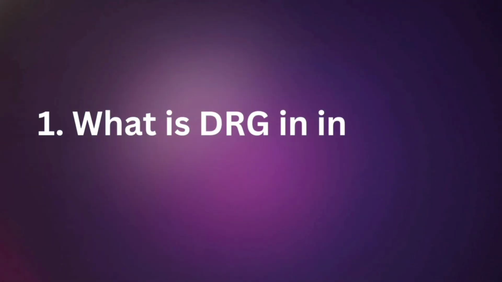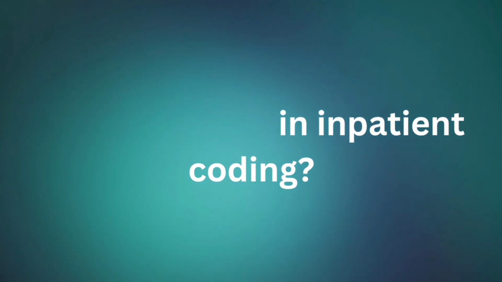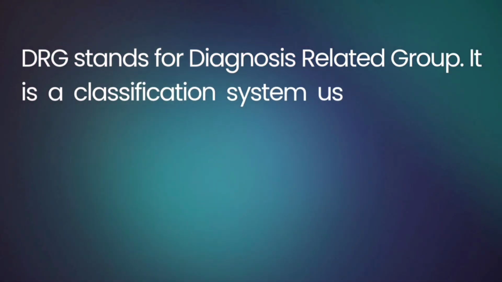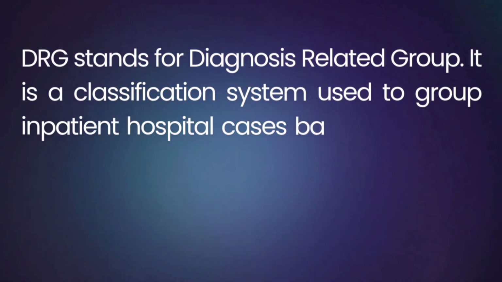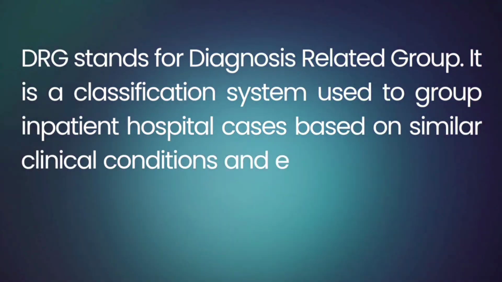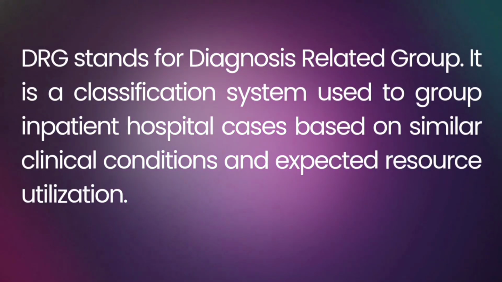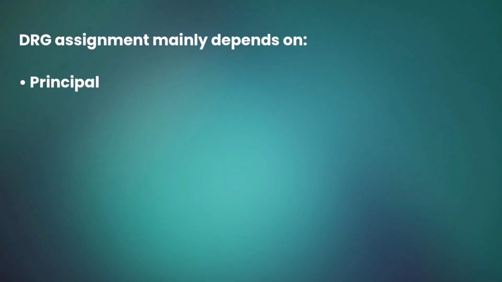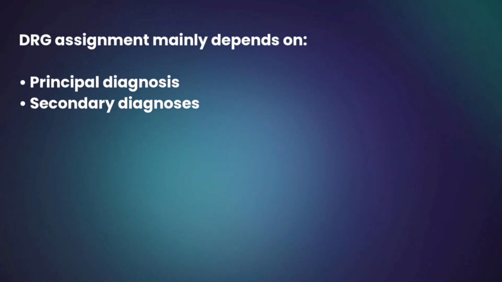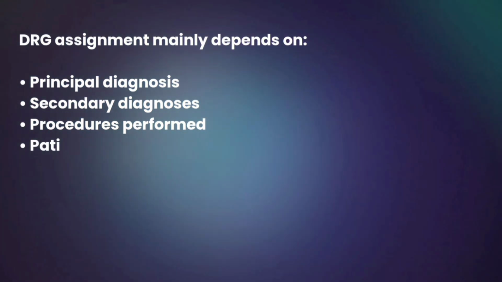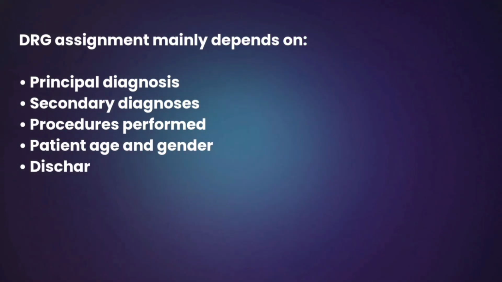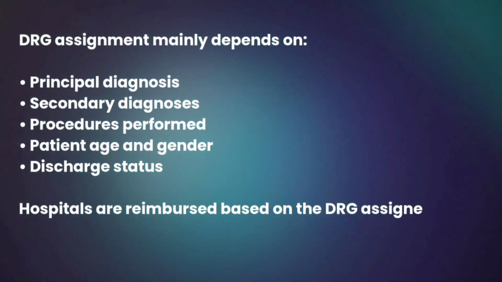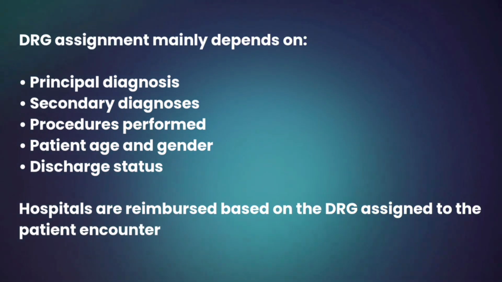What is DRG in inpatient coding? DRG stands for Diagnosis Related Group. It is a classification system used to group inpatient hospital cases based on similar clinical conditions and expected resource utilization. DRG assignment is based on clinical diagnosis, secondary diagnosis, procedures performed, and then patient age and gender, finally discharge status. So hospitals are reimbursed based on the DRG assigned to the patient encounter.